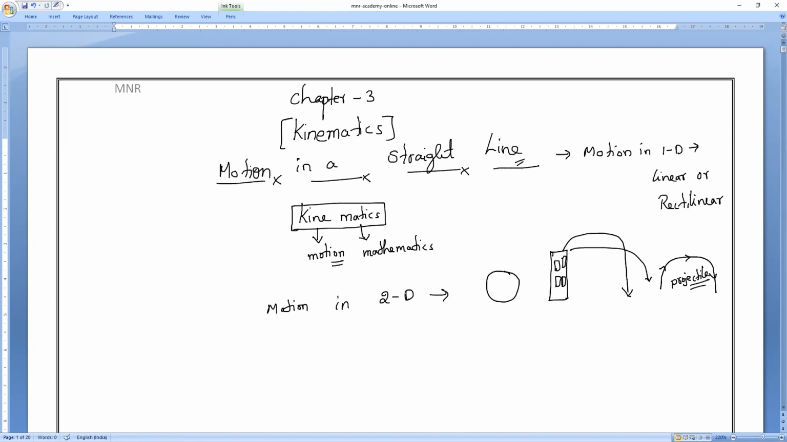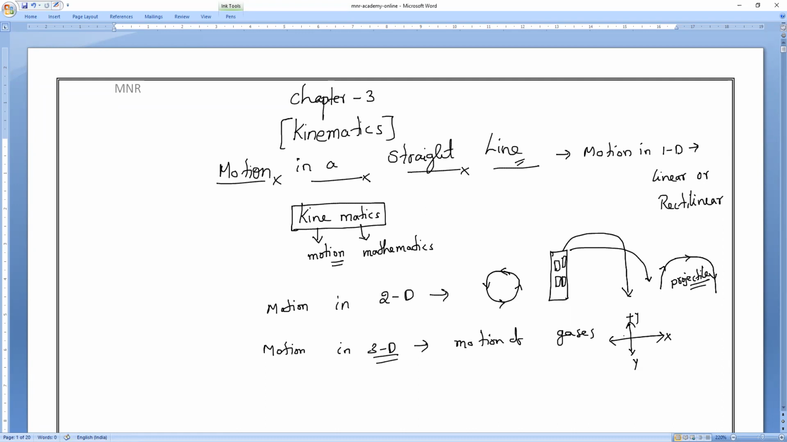So motion in two dimensions means motion in a circle or like a projectile. In the same way, motion in three dimensions is particularly the case for gases. Basically, gases can move in any direction. So we'll study the motion of gases as an example of three dimensions. What is three dimensions, everybody? We have three axes. In magnetism we'll study that. Do you remember Fleming's left hand thumb rule? Same here.